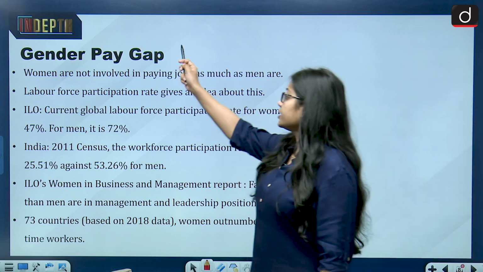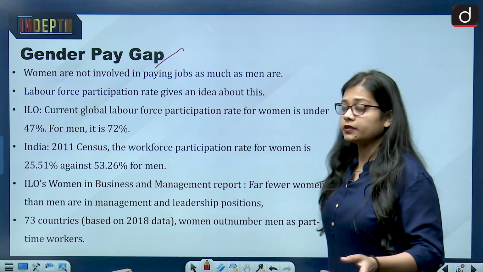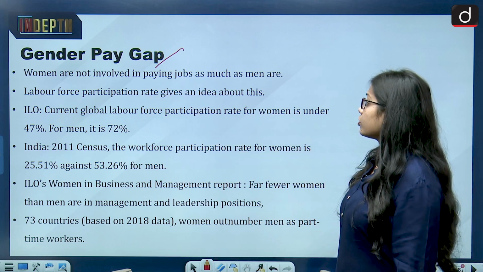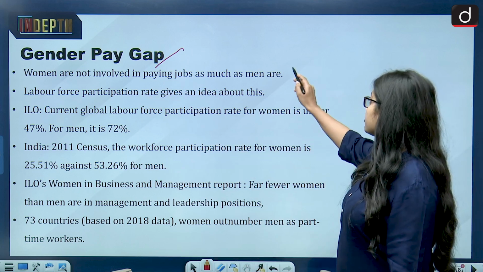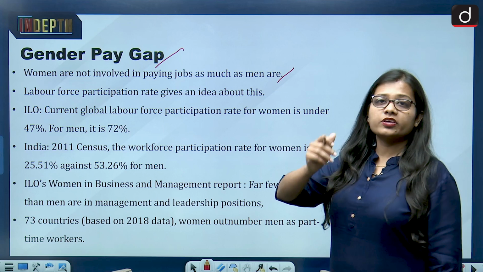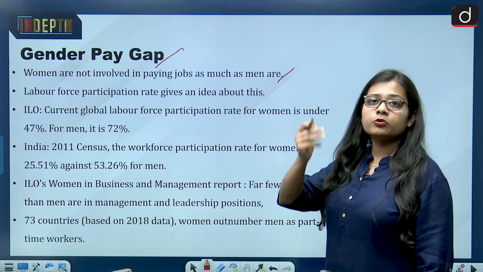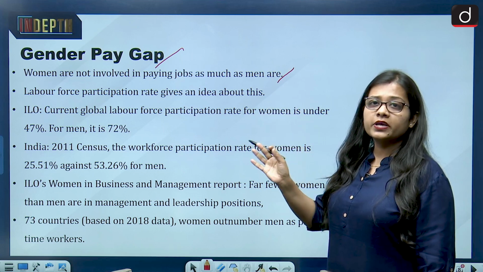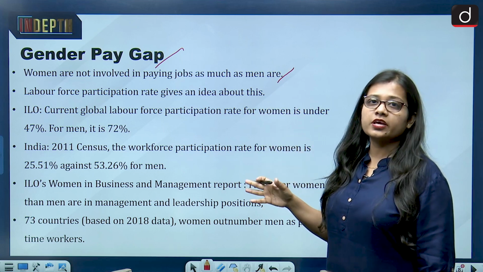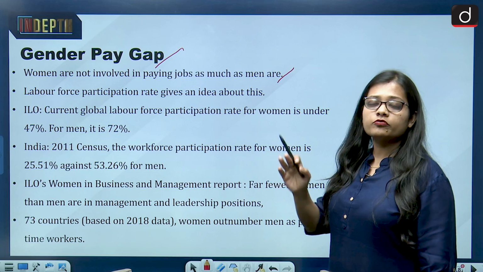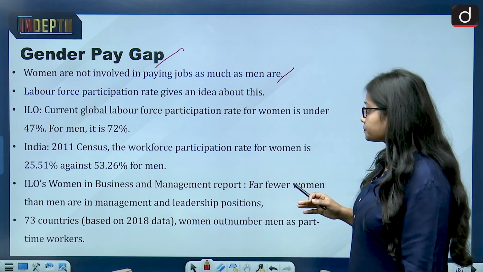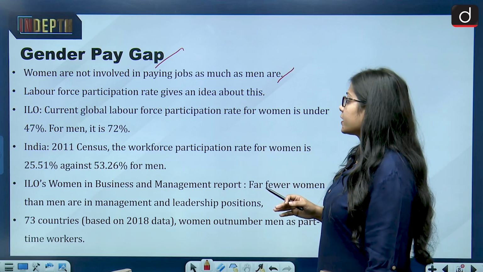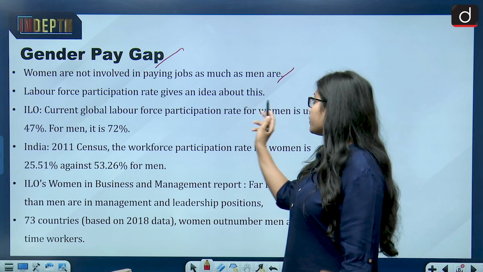Now, gender pay gap, what does it mean? Women are not involved in paying jobs as much as men are. As I just gave you the example, the high paying jobs or the leadership jobs or management posts are majorly held by males. Very rarely will you see females there, while at the shop floor level you will find a lot of females. The labor force participation rates give an idea about this.